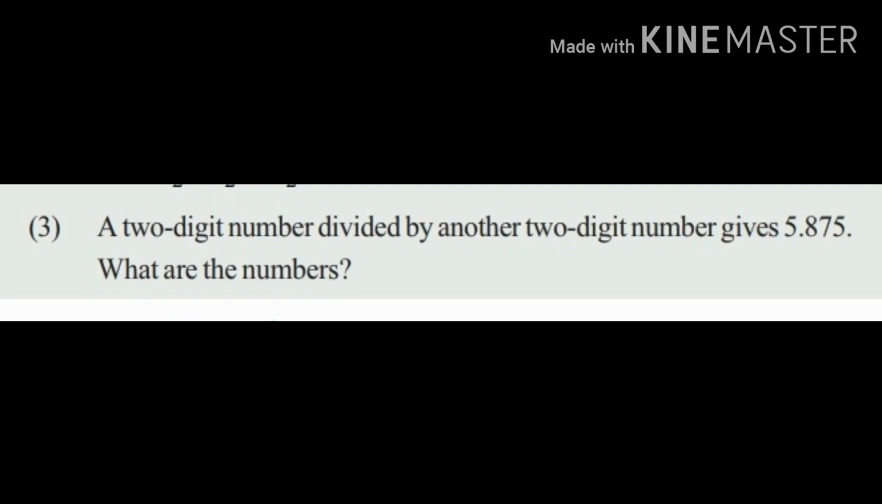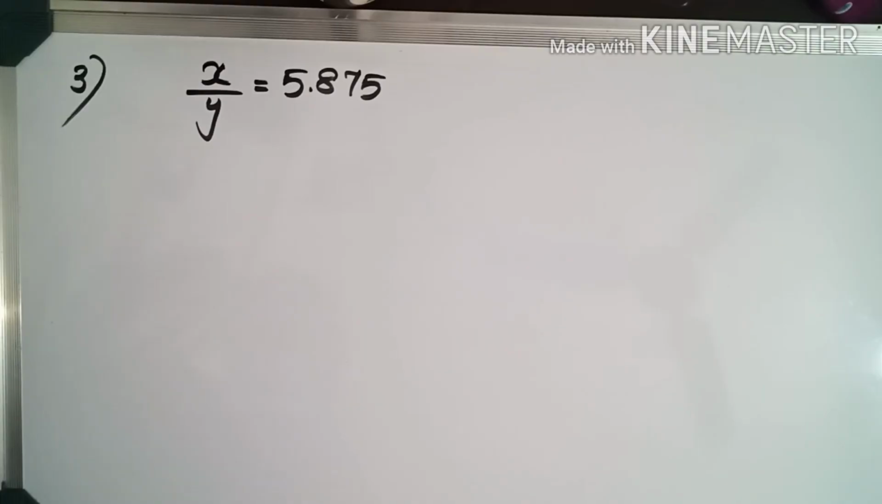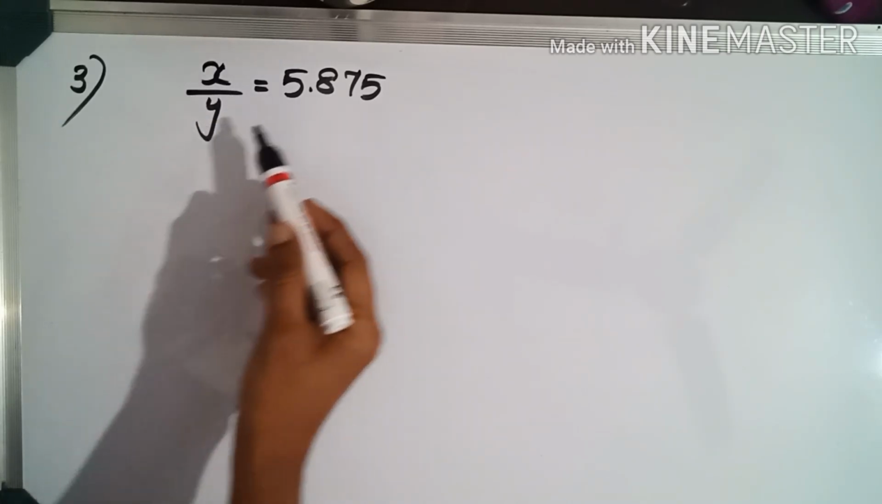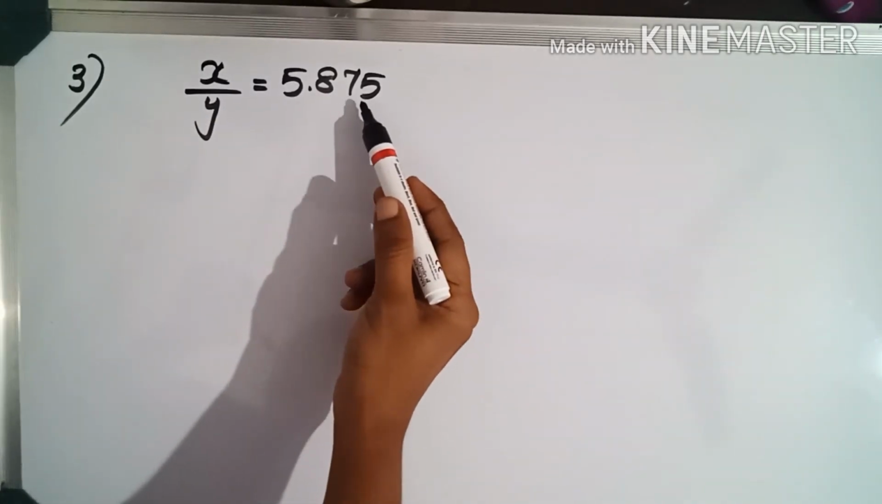Question number 3. A 2-digit number divided by another 2-digit number gives 5.875. What are the numbers? When we divide two 2-digit numbers, we get the answer 5.875. We need to find which are the 2-digit numbers. So let's find. This is the third question.